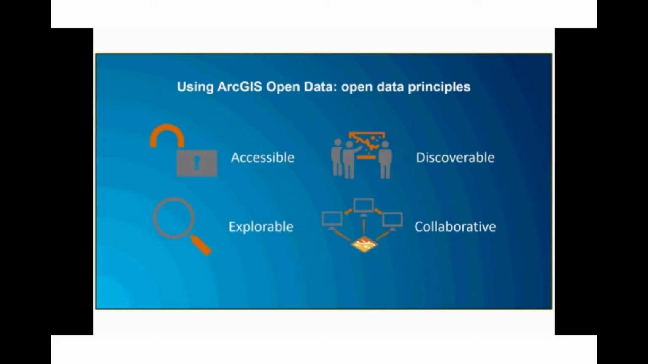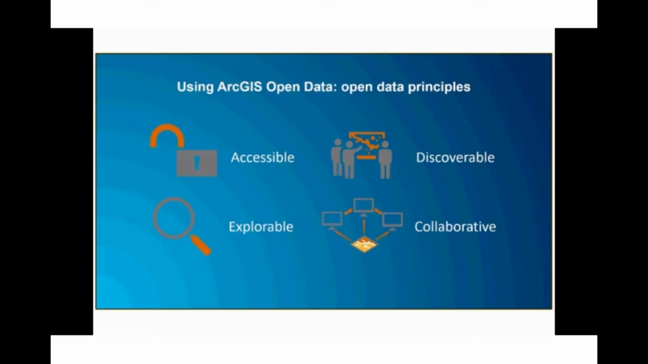Open Data has four principles that we are going to discuss today. It is accessible, discoverable, explorable, and collaborative. Why do we say ArcGIS Open Data is accessible? It is accessible because users can easily access the data they want, and users can connect with the data at the source. Users also know the licensing information, and that is why we say it is very accessible.